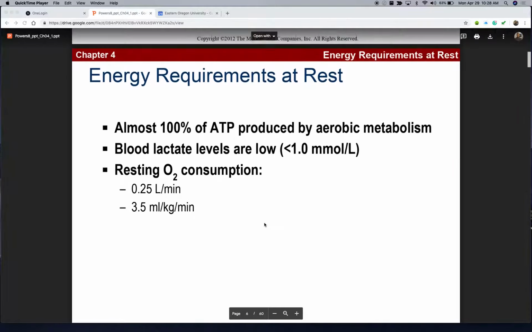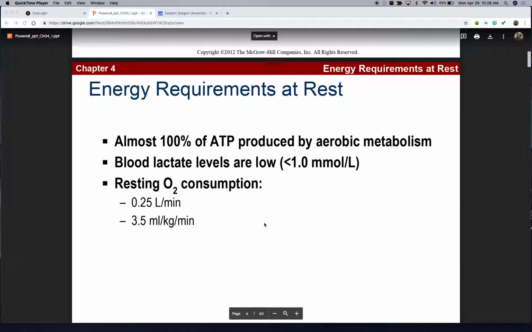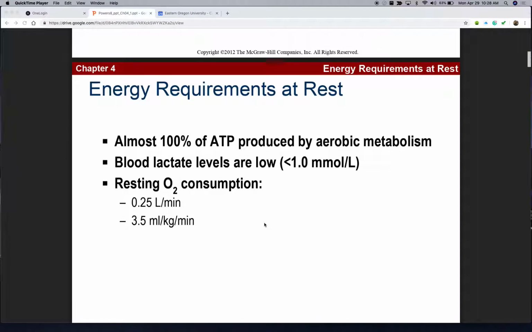Okay. So, a couple things that are really useful. When we are at rest, our blood lactate levels are low. And what does that suggest? That the use of what metabolic or bioenergetic system is relatively low when we're at rest? Anaerobic what? Glycolysis. Yeah, anaerobic glycolysis.